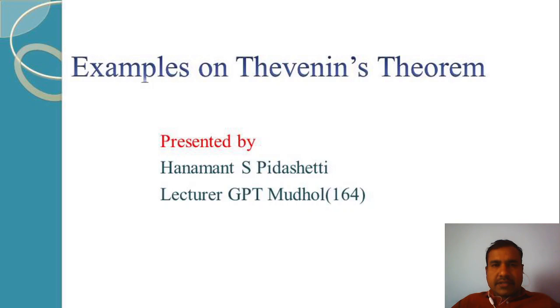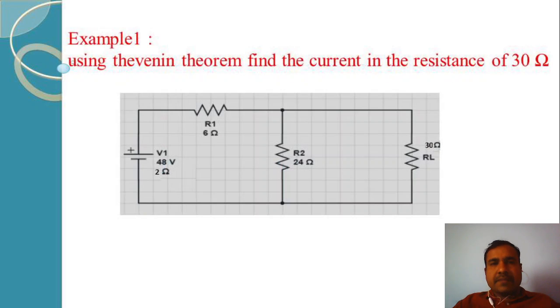In this lecture, we will be studying examples on Thevenin's theorem. So, let us straight away head to examples. Example 1. In this example, the problem statement says that using Thevenin's theorem, find the current in resistance of 30 ohm. Here there is a resistance of 30 ohm, that is RL, at which we need to find out the current flowing.